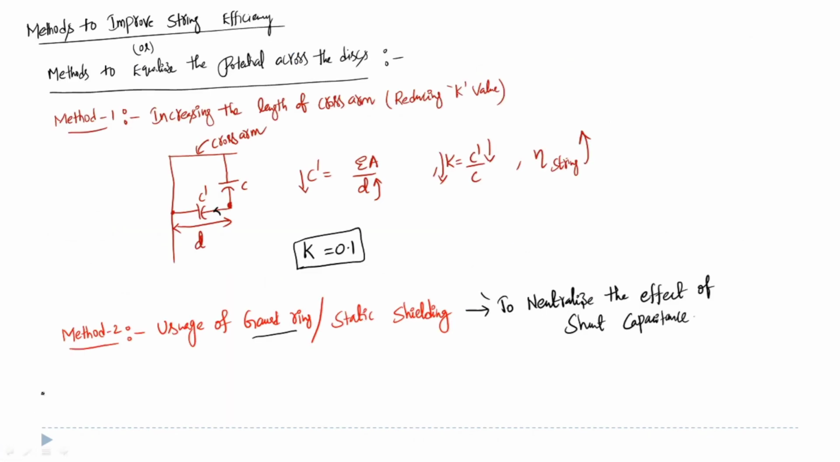Okay, so this method also has one more drawback. We cannot increase the length of the cross arm to whatever value we require. There are some economical reasons and some technical issues that we may encounter when we increase the length like this. So there is a limit for reducing the K value. We cannot reduce it to 0, but we can reduce it to 0.1. This is about method 1 and method 2.